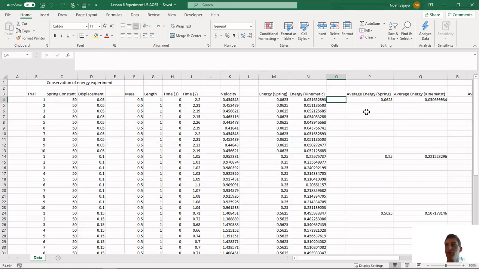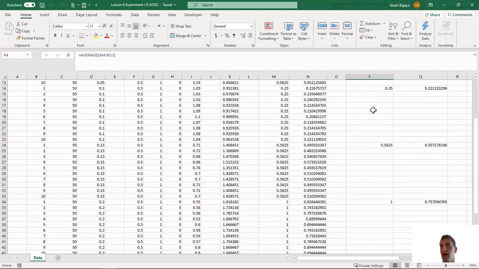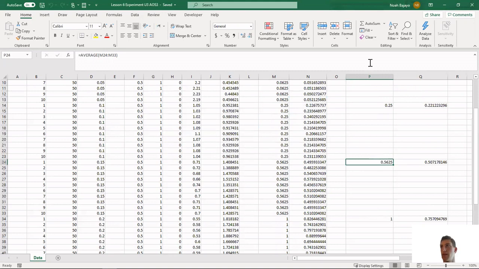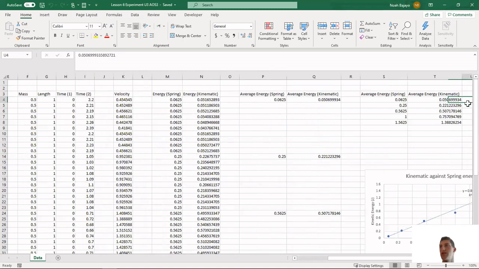Then I take an average of those 10 trials, and that gives me an average energy for those 10 trials, which I will then use for my graph sketching. I do that for each of my 5 experiments, I suppose you could call them. So there's one there, one there, one there, one there, and one there. And I do the same for the kinetic energy.